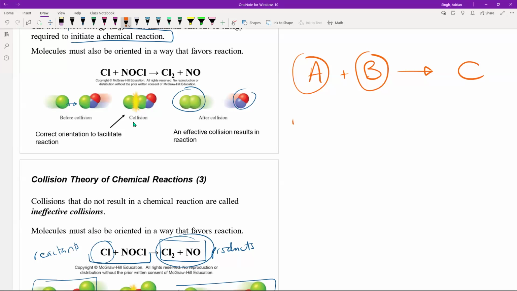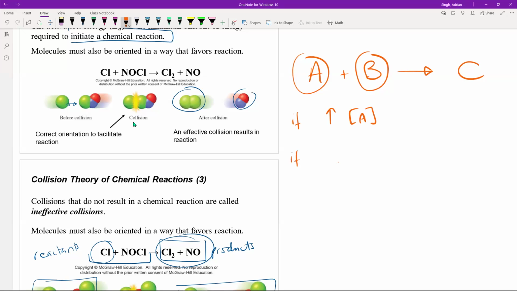Now, what would happen if I increase the concentration of A? Well, if I increase the concentration of A, guess what? I now increase the number of particles of A present, which means I increase the probability of A colliding with B. And if I increase the probability or the chances of those collisions happening, guess what I also increase? I increase the probability of those collisions being effective, and as a result, I increase the rate of that reaction.